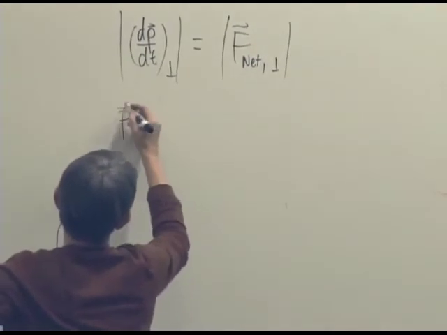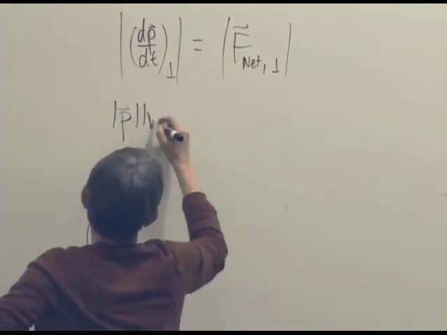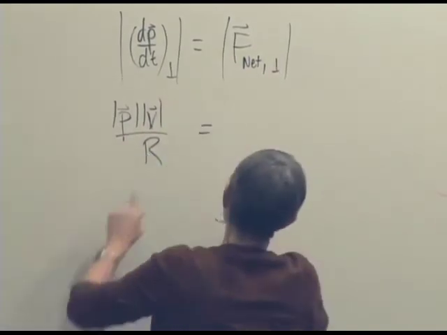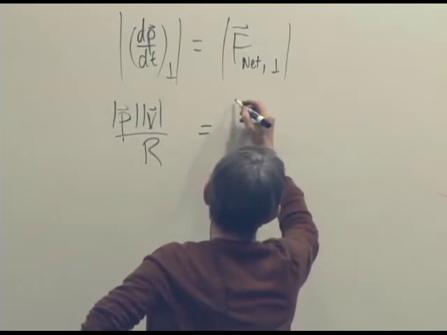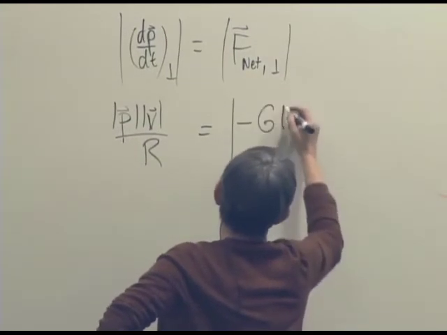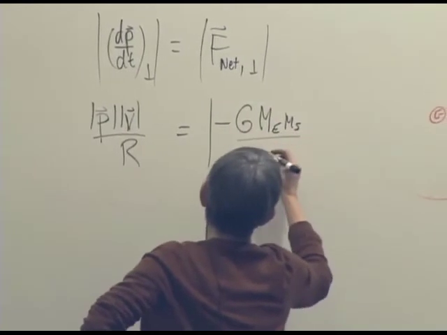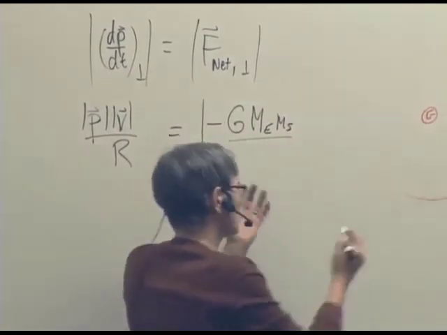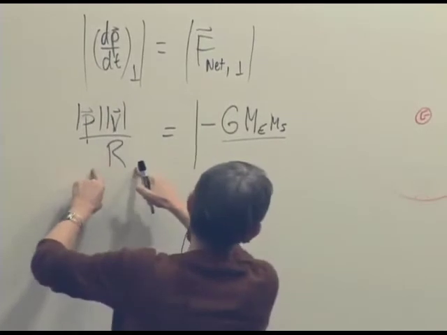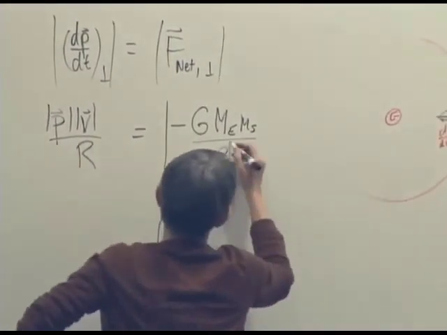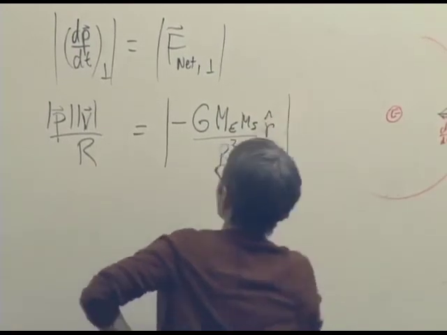So we have pv over the radius of the orbit is equal to the magnitude of minus G, mass of the Earth, mass of the satellite, over r squared, with an r hat here. So this r is the radius of the kissing circle, but it's a circular orbit, so it's the same r.